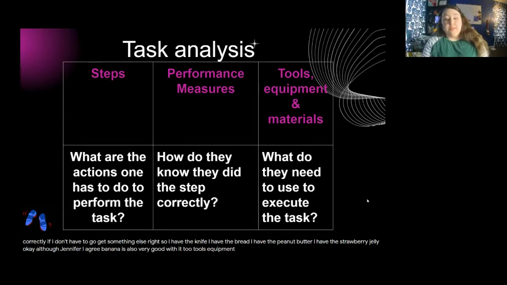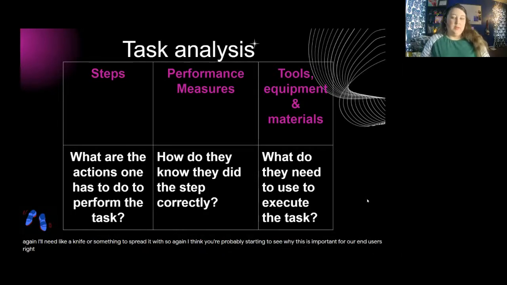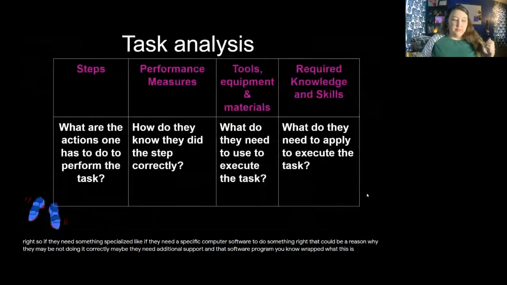Tools, equipment, materials. What do I need to execute it? In this case, again, I'll need a knife or something to spread it with. So I think you're probably starting to see why this is important for our end users, right? If they need something specialized, like a specific computer software to do something, that could be a reason why they're maybe not doing it correctly. Maybe they need additional support in that software program. You just never know until you start to deconstruct what this is.